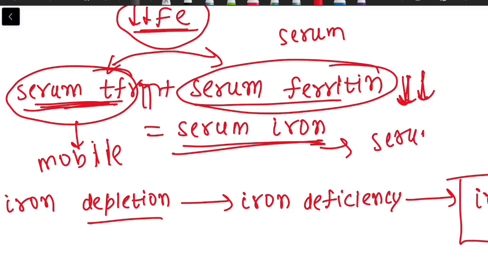So it may happen that when you take the reports of such a person, the total serum iron is normal, but the serum ferritin is decreased. Then to spot the iron depletion in this stage, we have to calculate the serum ferritin.